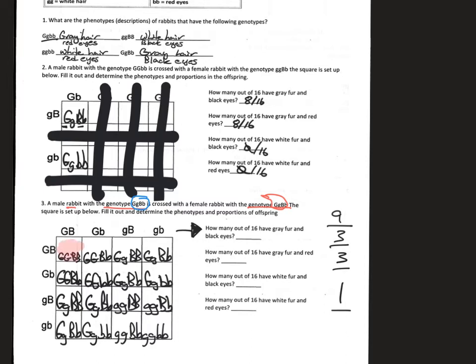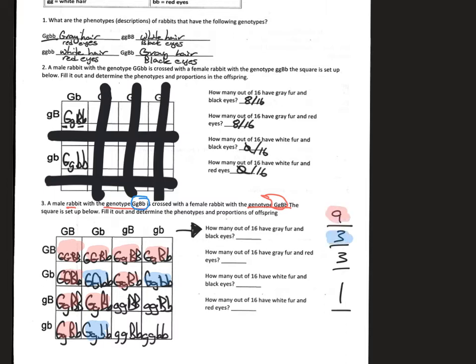So here's the dominant: 1, 2, 3, 4, 5, 6, 7, 8, and 9. 9 are dominant for both traits. The next is how many have gray fur with red eyes. It's dominant for gray fur, but recessive for red eyes. That would mean little b, with any big G. Well, here's 1, here's 2, and here's 3. Those are the only 3, and that matches.